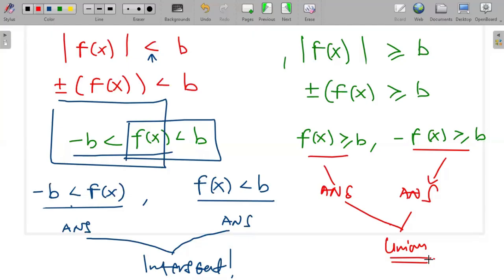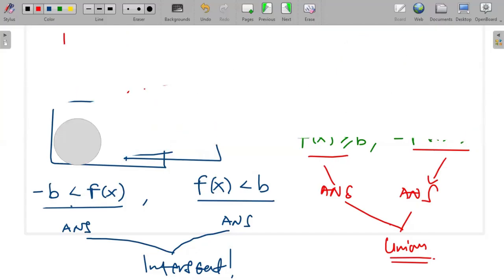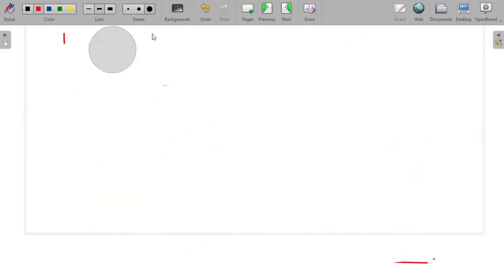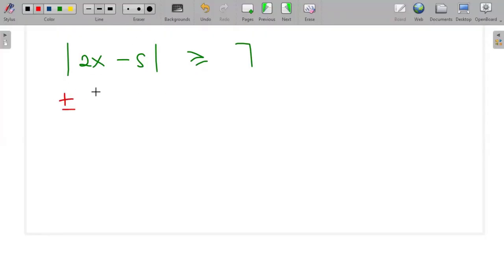So now let's take a look at one example where we have a modulus equation. I'll give an example of a linear one, and then I'll also give an example of a fraction one, because those are the ones that are common. For example, I have the modulus of 2x minus 5 greater than or equal to 7. How do we solve this? We said this modulus is the same as plus or minus, so I have plus or minus 2x minus 5 greater than or equal to 7. So now I separate.